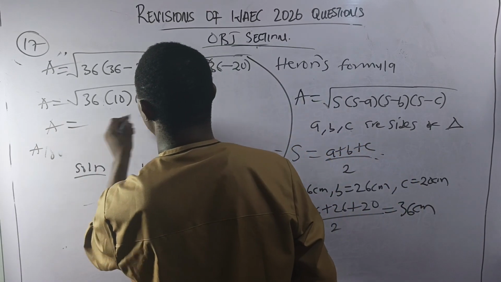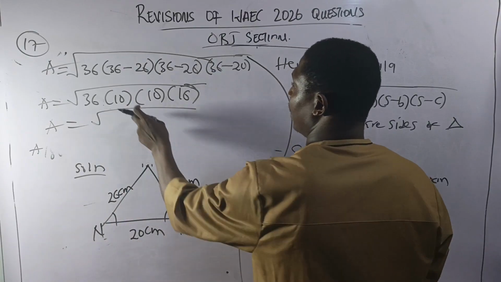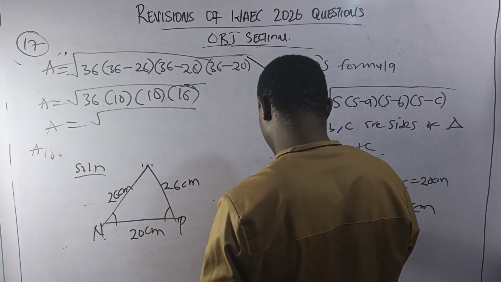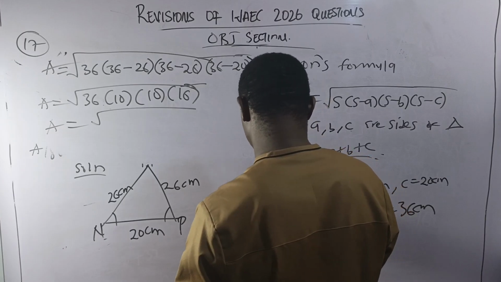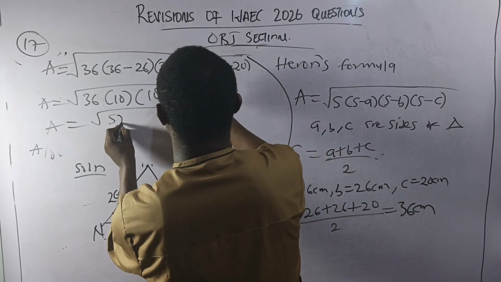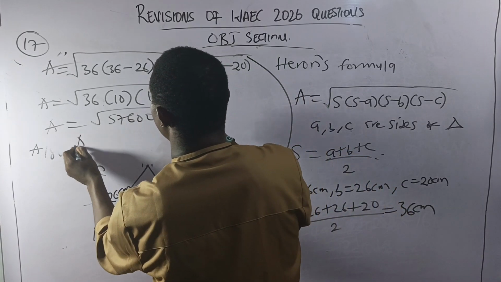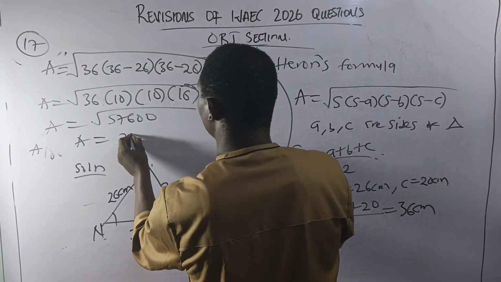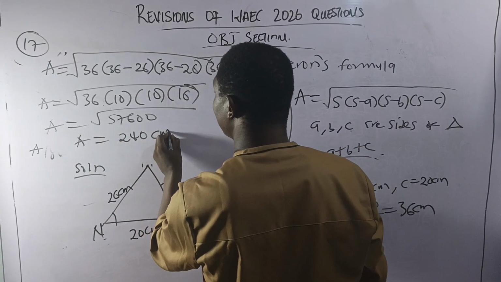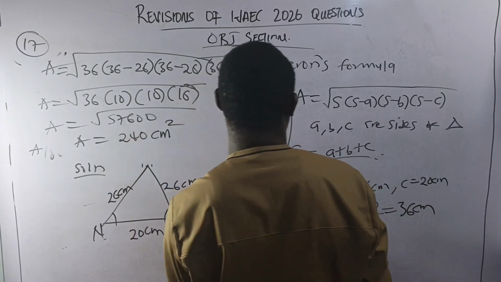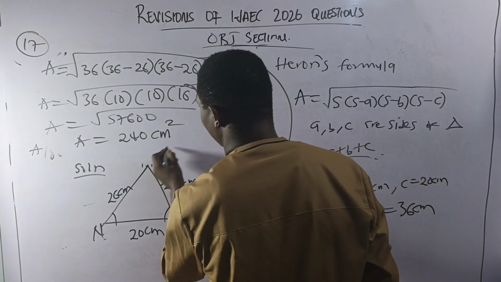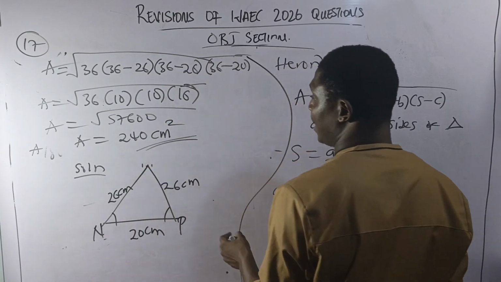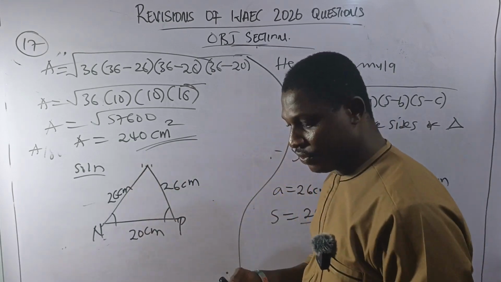So I have a to be equals to 10 times 10 is 100. So I have 36 times 16 times 100 to give me 57,600, and a will be equal to the square root of this, square root of my answer, giving me what? 240 what? Cm square. Remember, area must be square. Since the value was given in centimeter, you have it in centimeter square, which I think corresponds to one of the options given. Thank you.